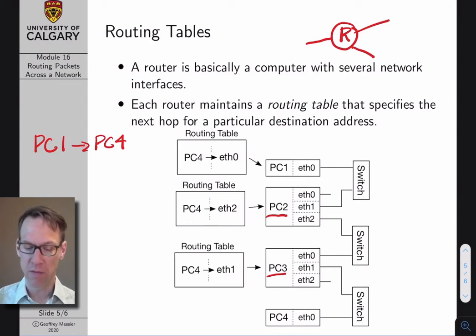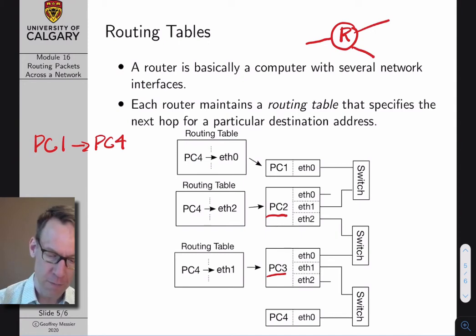So PC2 doesn't need to know the entire path of the packet. It just needs to know which of its Ethernet interfaces to send the packet on, or to forward it on. And it stores that information in what's known as a routing table. And so each one of the computers in our mesh network is going to have a routing table. And the routing table basically has, if you can imagine, sort of 2 columns.